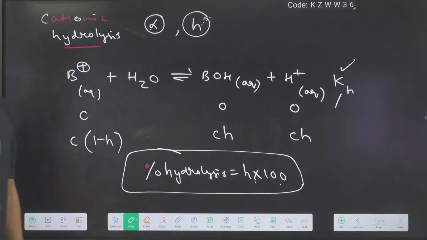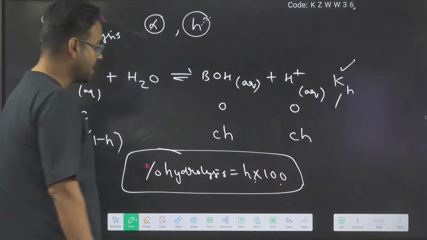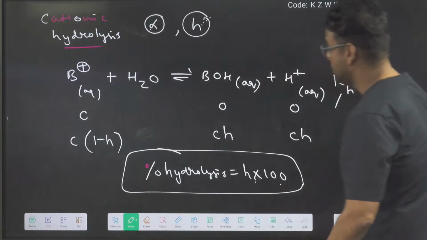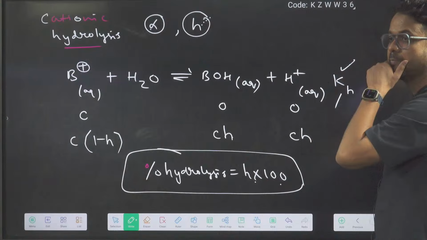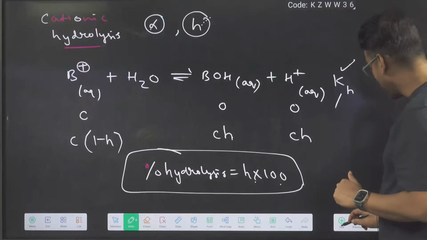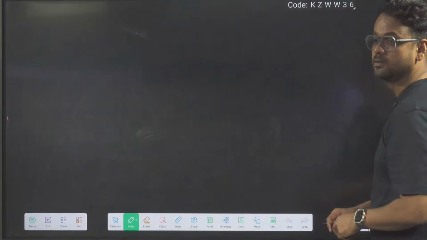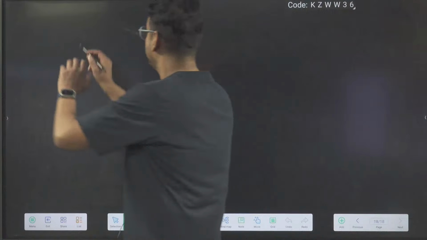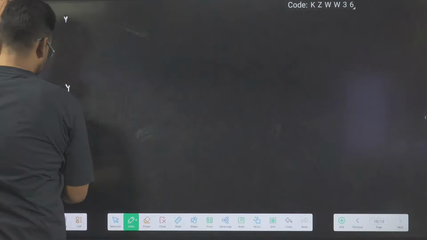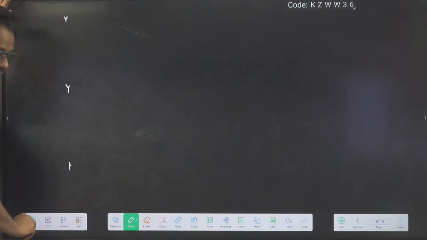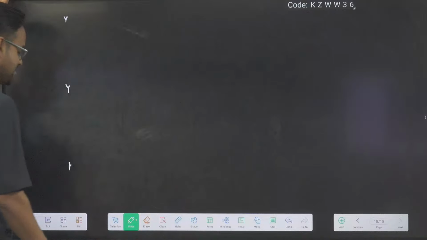Okay. Now, this will behave just like a weak monoprotic acid. So for a weak monoprotic acid, beta, how do we calculate the pH and all? Everybody pay attention. Malini, focus on the class. That was just an example, let's not overstretch it.